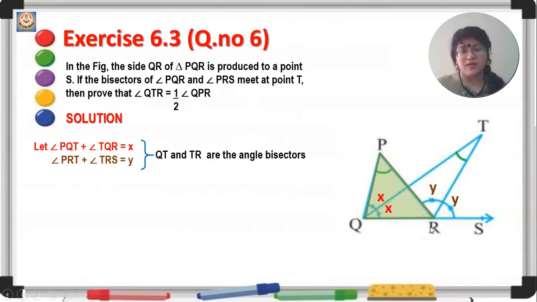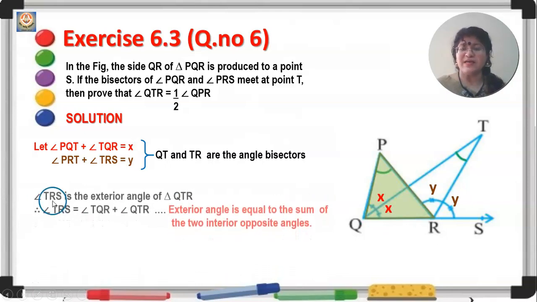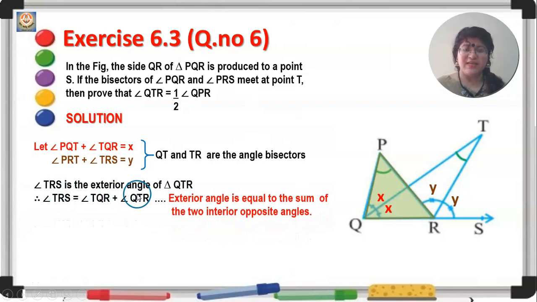So we will use the theorem that you have learned. Okay, so make a note of this. Angle TRS is the exterior angle of triangle QTR. Because of that, you get angle TRS equal to angle TQR plus angle QTR. Reason? The exterior angle is equal to the sum of the two interior opposite angles. Now all you have to do here is substitute the values. You already know what the measures are. It is given in the diagram.